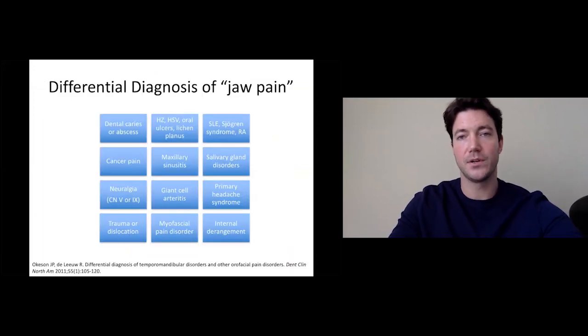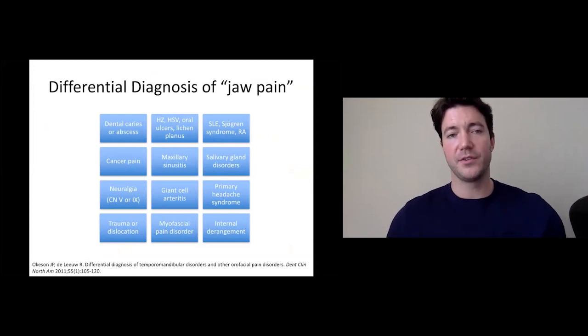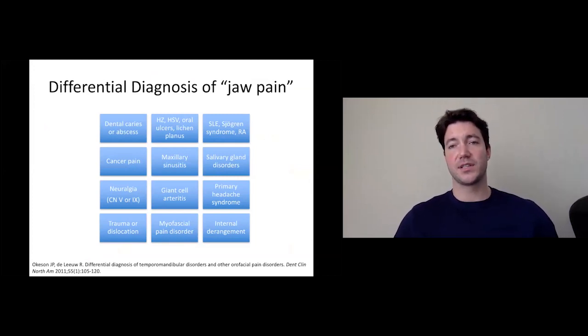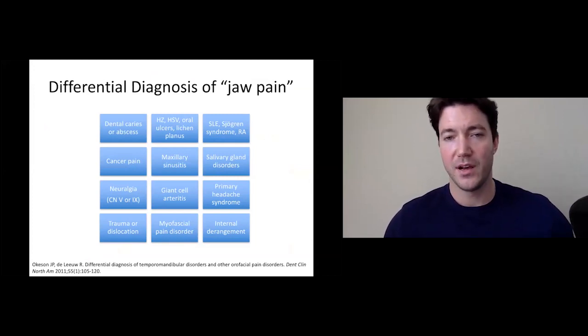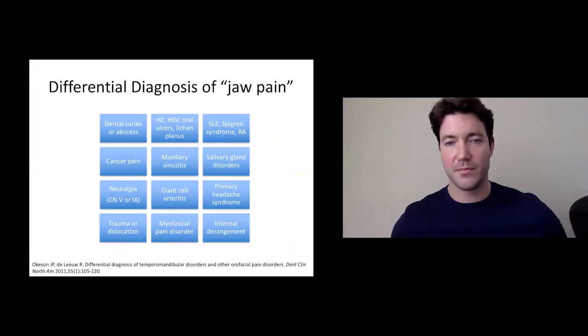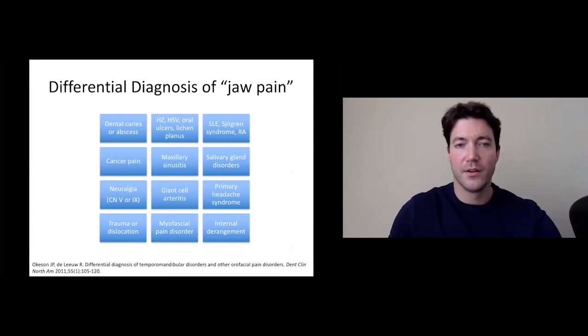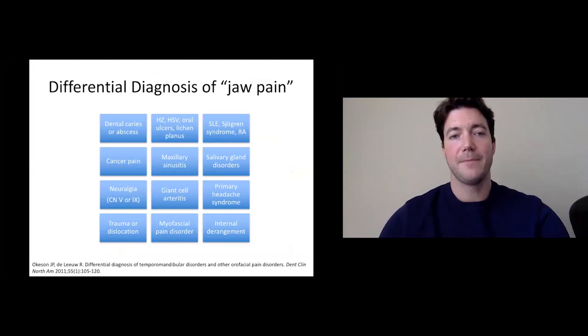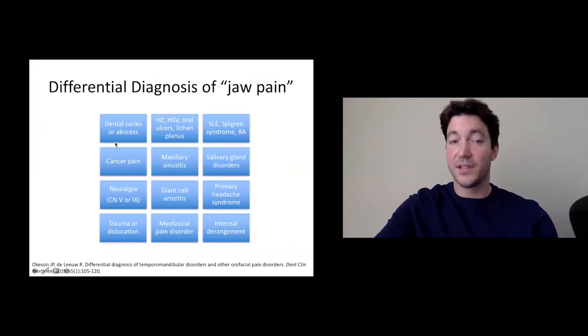Okay, so again, we talked about this a few times already, but the differential diagnosis, when you see that patient with, in air quotes, jaw pain, there are a lot of different things that can be at play, and you don't want to miss them. So the simplest thing is take x-rays. The patient can be having dental caries or an abscessed tooth, and you certainly wouldn't want to miss that.